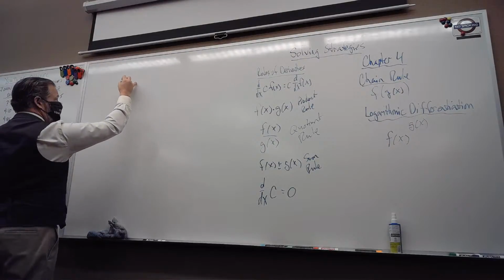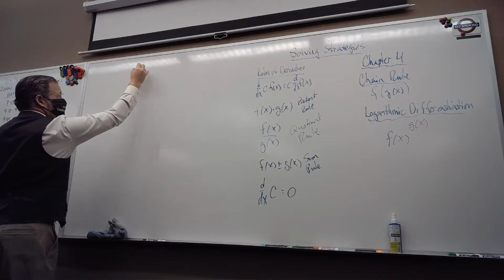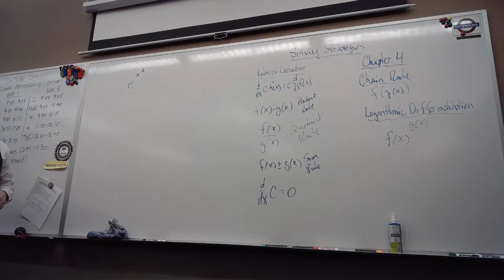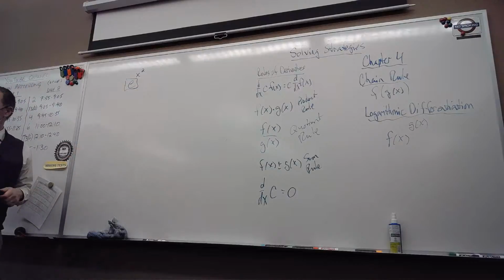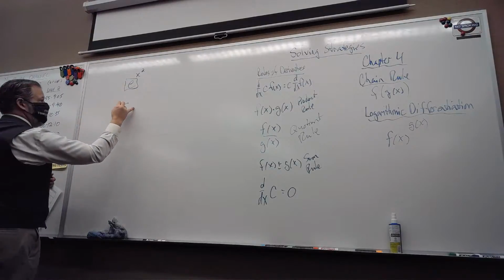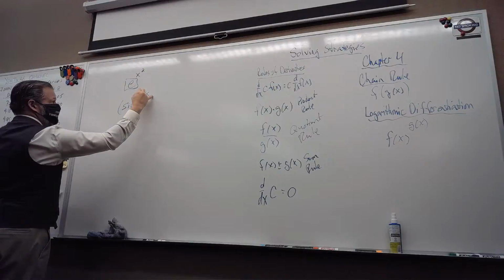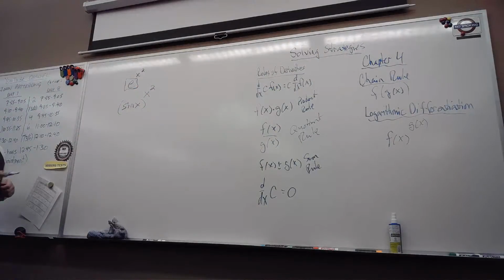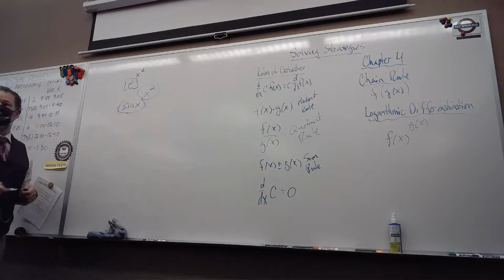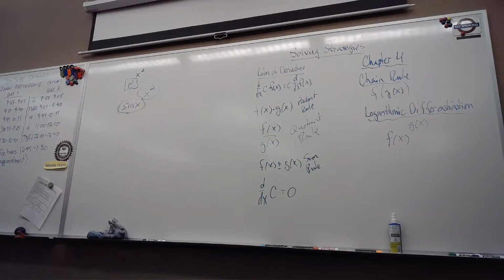So logarithmic differentiation: e to the x squared is not a logarithmic differentiation problem because this is not a function to a function. But sine x to the x squared is a logarithmic differentiation problem because there's f of x and there's g of x. So again, as you're analyzing what do I have here, if you see function raised to the power of a function, you're going to take the log of both sides. Preferably the natural log because it's easier, but it doesn't actually matter.